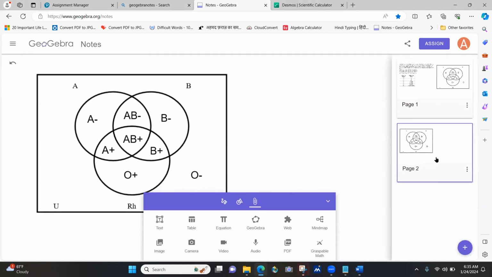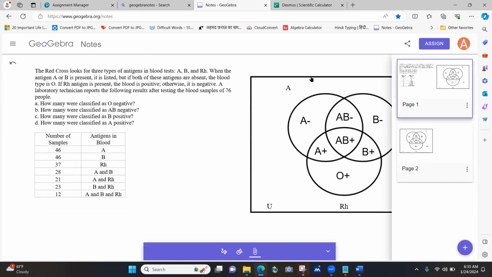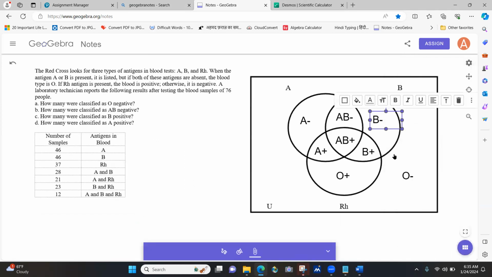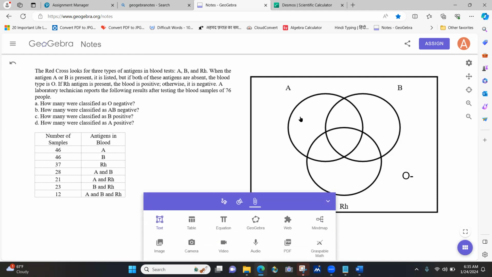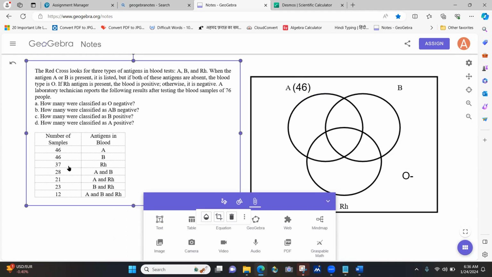All right. I'm going to go back and do my problem. We don't need this. I don't need this, I have it. I'll go back if I have to. I do need the room to write the numbers. 46 people have A. That means I'm going to put 46, that's how I do it, in parentheses here. That means all the numbers inside the A circle should add up to 46.